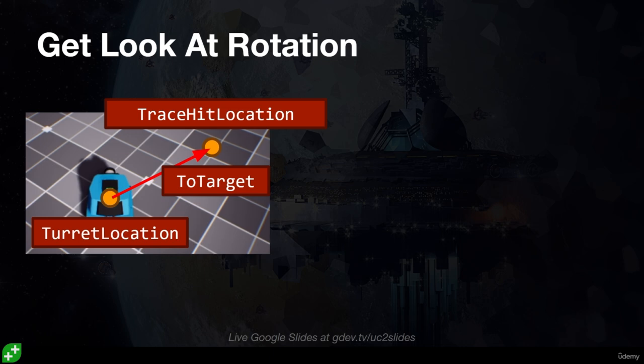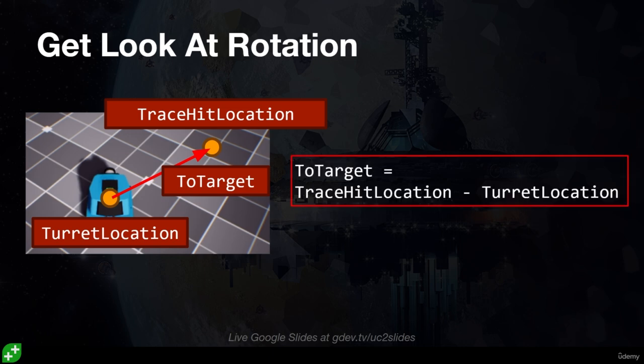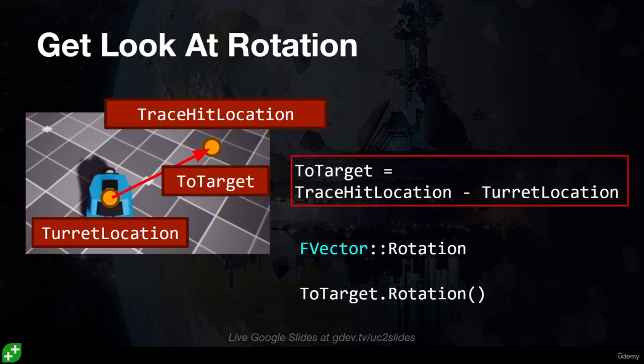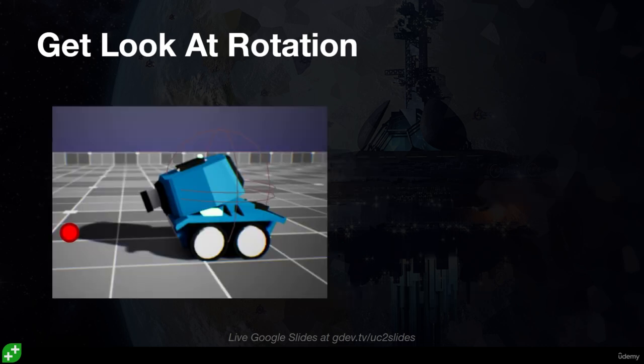Now the vector math to get toTarget is actually quite simple. To get a vector from a start point to an endpoint is always the endpoint minus the start point. So if we take our trace hit location and subtract the vector turret location, then the vector that results from this is toTarget. Now once we have the toTarget direction vector, we want to convert that to a rotation so we can set the rotation of the tank's turret. And the FVector type has a built-in function called Rotation. So if we took our toTarget vector and called Rotation on it, this would return an FRotator corresponding to that direction. Now we do need to keep something in mind.